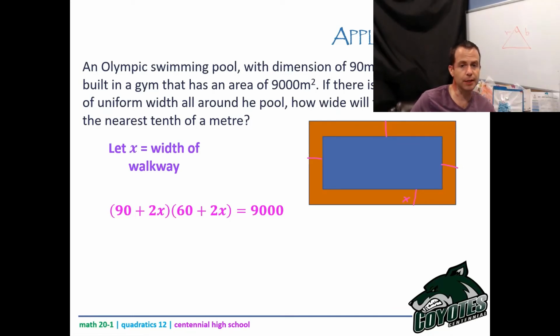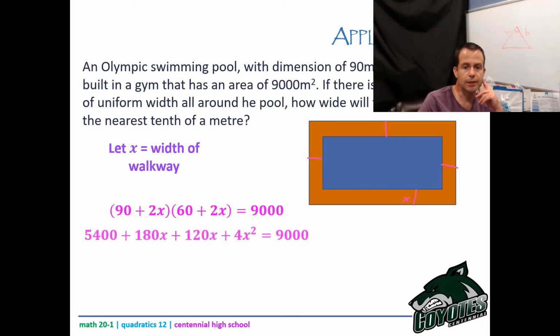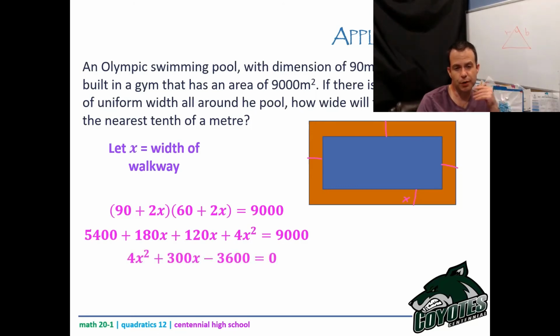Now, I'm not ready to do anything with this because it doesn't equal 0, so it's not in factored form. I'm going to have to multiply this all out, and then subtract 9,000. So you should pause me and go ahead and do that so we can compare answers in a sec. Okay, and that should have given you 5,400 plus 180x plus 120x plus 4x squared equals 9,000. I'm going to rearrange it so that it's in order, x squared, x, and then number. I'm also going to subtract 9,000 from both sides so that it equals 0. And that leaves me with 4x squared plus 300x minus 3,600.